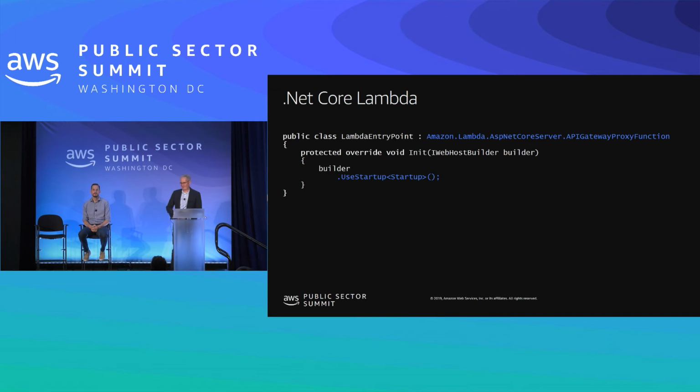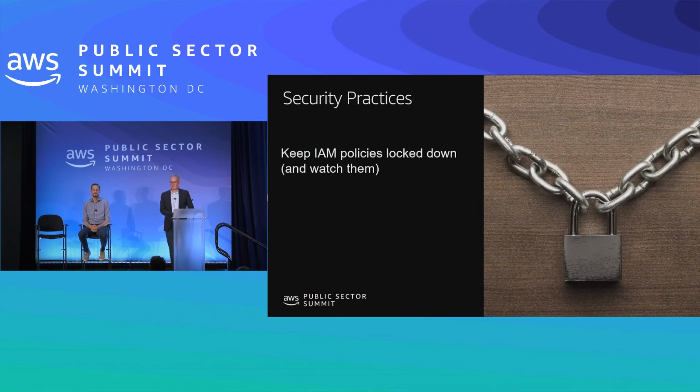Now, I talked about the blooper reel, or the mistakes that we made along the way, and some of the best practices we learned. First one, I would say, is around IAM policies. Keep them locked down. Lock down early and lock down often.